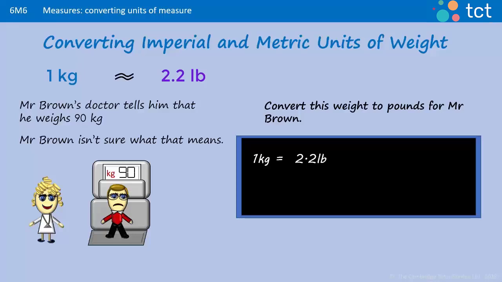If 1 kilogram is 2.2 pounds, 90 times 2.2, and you will have your own method that you like to use for multiplying, that's 198 pounds. So we can say that Mr. Brown weighs about 198 pounds.